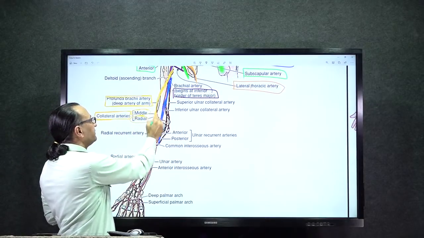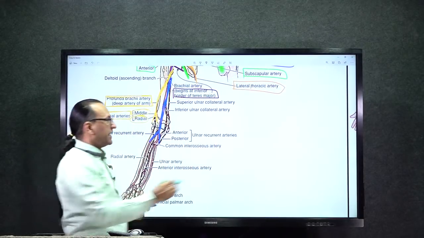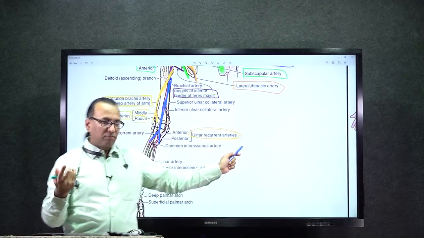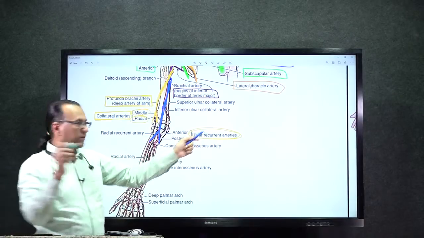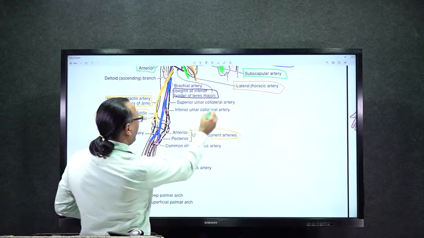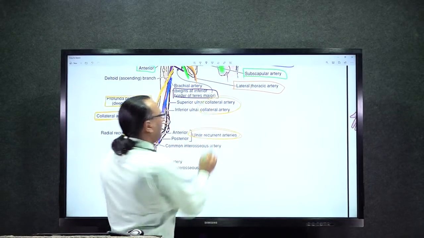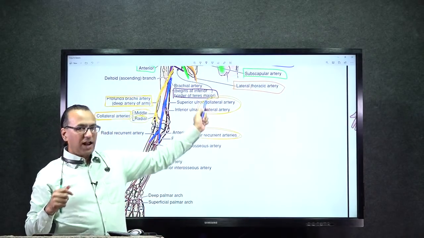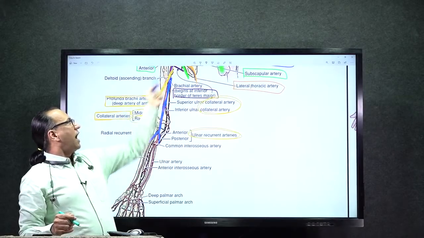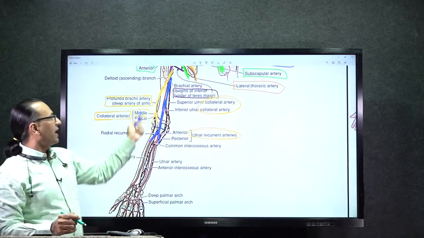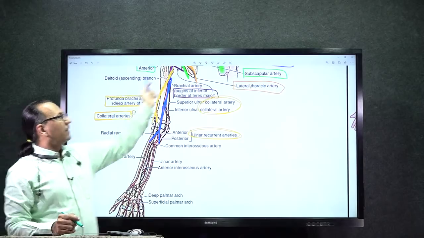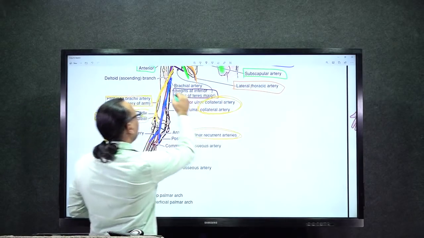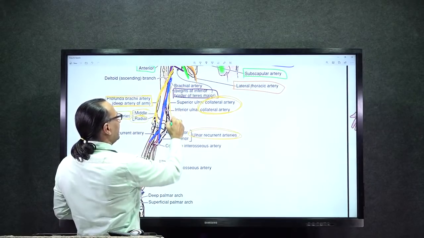What about the ulnar recurrent arteries? If you say ulnar recurrent arteries, then it will be towards ulnar bone, medial side. And there are 2 collateral arteries and there are 2 recurrent arteries. If you say collateral, they came from the higher level, like this was middle radial collateral, and this will come from the higher level collateral arteries, basically directly from the brachial artery.